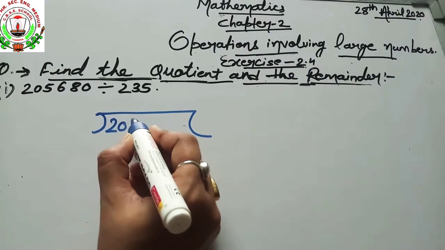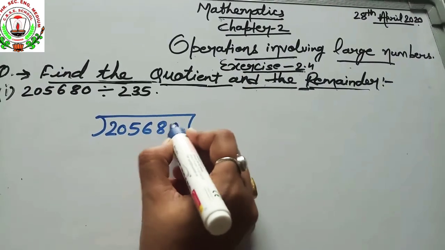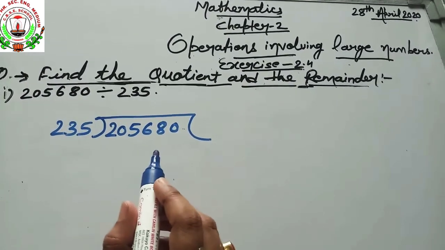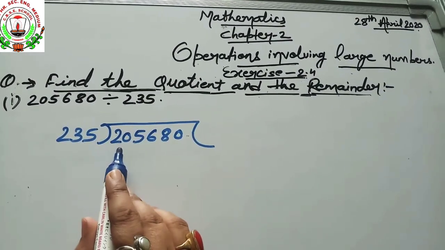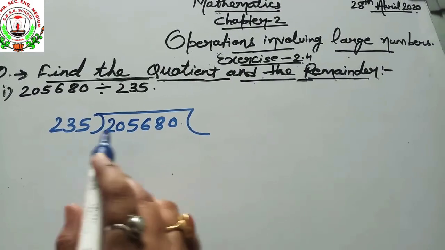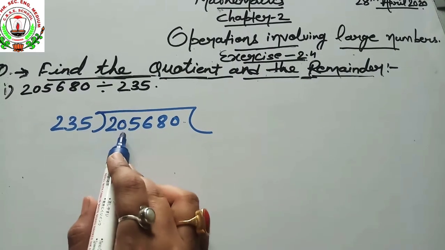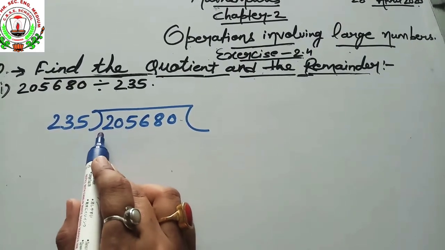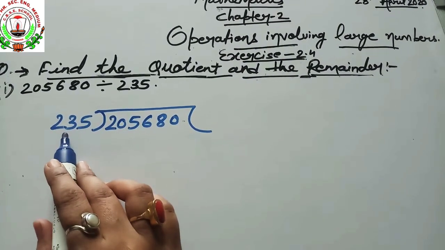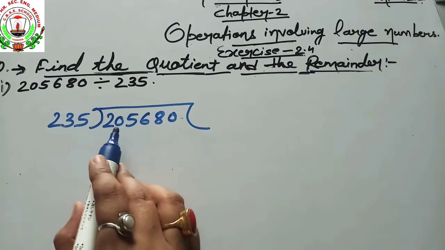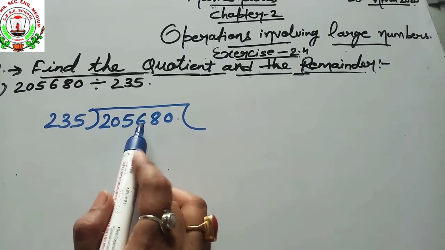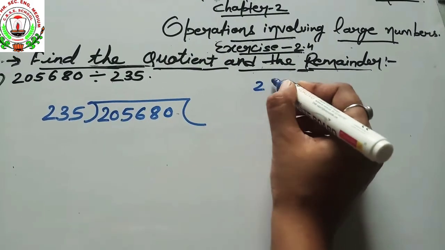Here the dividend we have to write over here and the divisor should be here. So what is the first step? We have to see in which number of digits we have to work. Here 235 is given and here 205 is there. If we take these 3 digits, this is less than this number. So what is our first step? We have to take these 4 digits.